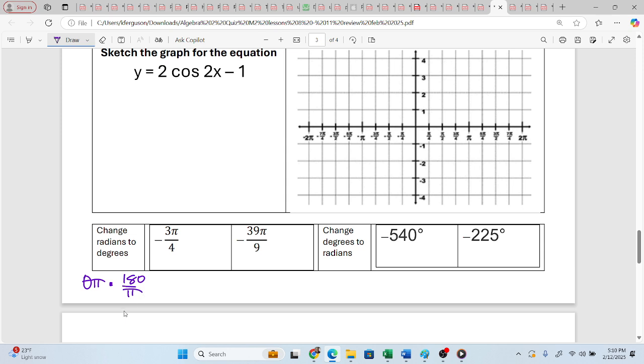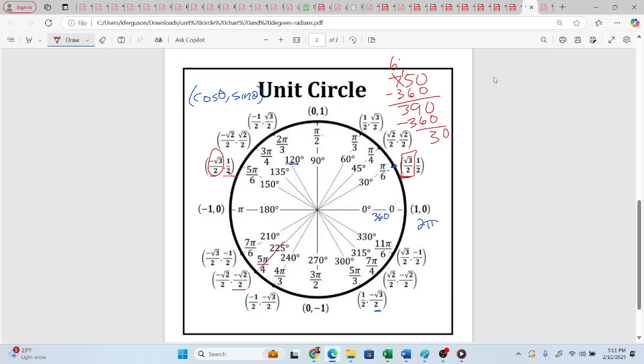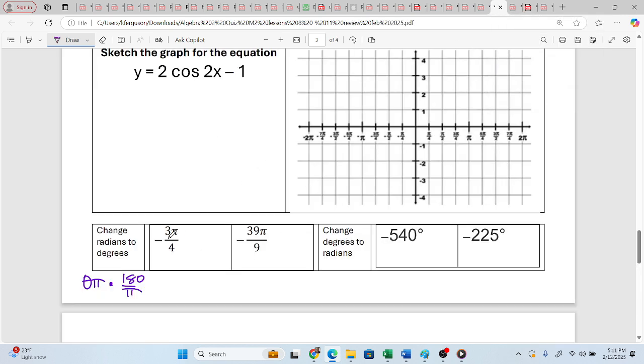Changing radians to degrees, you take your radians, whatever they are, and multiply them times 180 over pi. So let's do this one real quick. You know what? 3 pi over 4 is on our chart. It's not negative, but I'm going to show you what we do with that. If I go to my chart real quick, if I go to 3 pi over 4, right? 3 pi over 4 is 135 degrees. But this is negative. So all I do is make that a negative 135 degrees. And that's all that we do.